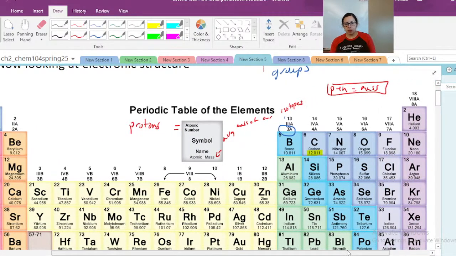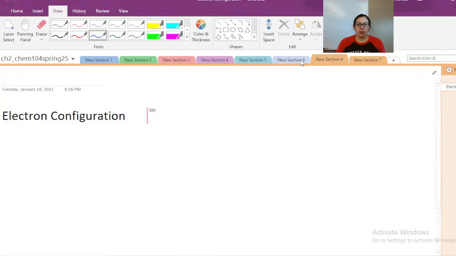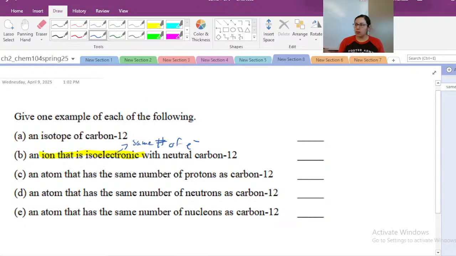So carbon, its atomic number is 6. What does that tell us about the protons and electrons? Yeah, 6. Don't be shy, so write atomic number 6. If it's neutral, then we need to have 6 electrons. So what's something with 6 electrons?